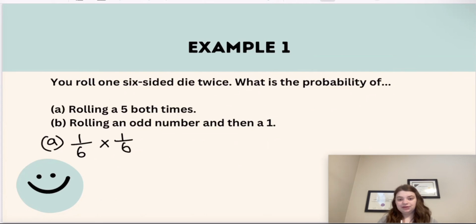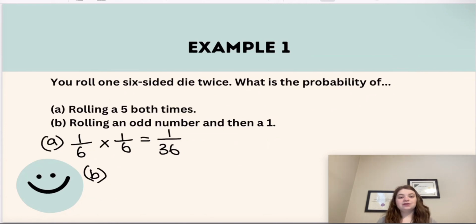Then I'm going to multiply these fractions. As a reminder, to multiply fractions, we multiply the numerators together to get the new numerator, and we also multiply the denominators together to get the new denominator. So 1 times 1 is 1, and 6 times 6 is 36, and then we've got it. All right, let's do example B. It says, what's the probability of rolling an odd number and then a 1?